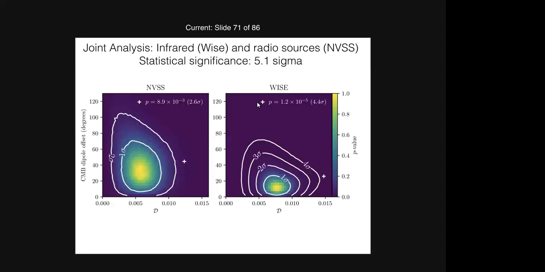Here we just produced a 2D map. Basically, one axis is the dipole amplitude, and one is the angle offset from the CMB, and the other lines are 1 sigma and 2 sigma lines. And this is where our dipole is. So for the NVSS, it's about 2.6 sigma. And for the WISE, being very conservative, it goes to about 4.4 sigma. And once you combine them, you can get about 5.1 sigma. Well, combining them, one has to be careful, but once properly combined, you get 5.1 sigma.